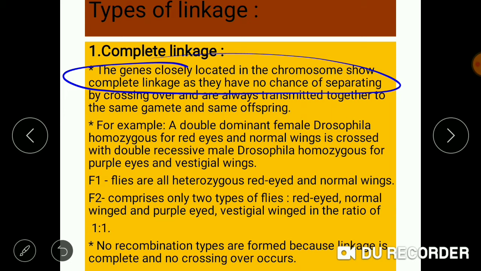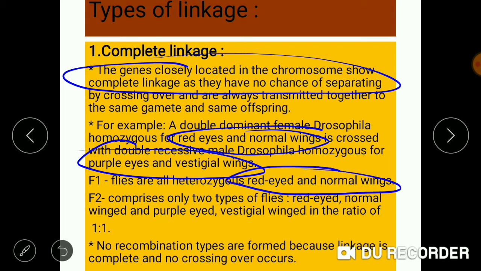For example, we have taken a double dominant female Drosophila homozygous for red eyes and normal wings, which is crossed with a double recessive male Drosophila homozygous for purple eyes and vestigial wings. After crossing, we have got the F1 generation, which were all flies heterozygous for red eye and normal wings.